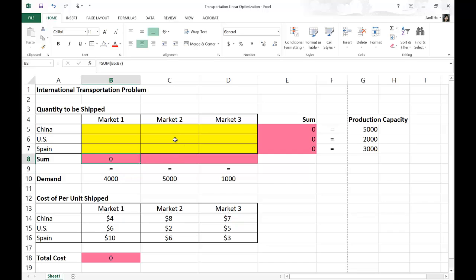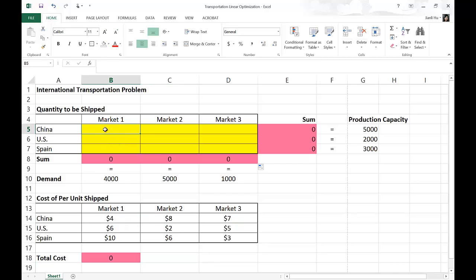And the same thing we're going to do for market 2. Now the amount they're going to receive from China, US, and Spain added up should equal 5,000 units, and same for market 3. So here I'm going to paste the formula also from market 1 to market 2 and market 3.